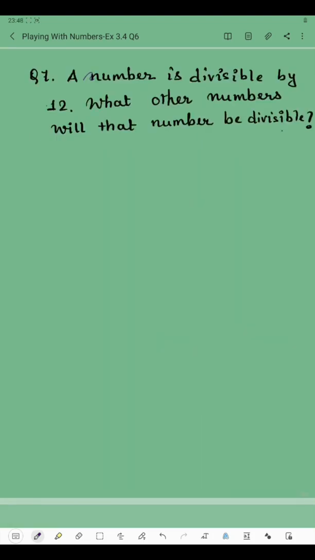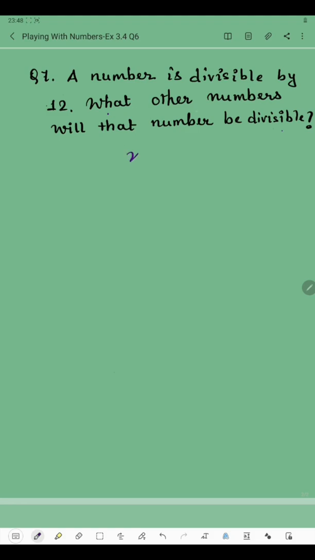Now coming to question number 7. Question number 7 says a number is divisible by 12. Now what other numbers will that number be divisible? Here it is said that a number is divisible by 12. That means when we divide a number by 12, we will get 0 as remainder. And what we have seen in the previous question, there were two numbers. Our number was divisible by two numbers. Okay. And what other numbers will that number be divisible?